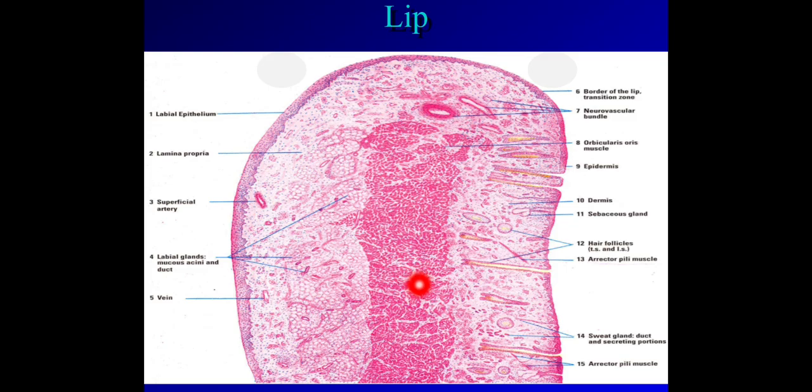The slide of the lip is very easy: it is a fold. This is the free edge called the red zone or the transitional zone. The central core is formed by the muscle, the orbicularis oris muscle. The outer aspect is lined by the skin with hair follicles, and sebaceous and sweat glands are within it. The inner aspect is lined by the stratified squamous non-keratinized epithelium. Underneath that there are a number of serous and mucous glands. Okay, so this is regarding the lip.